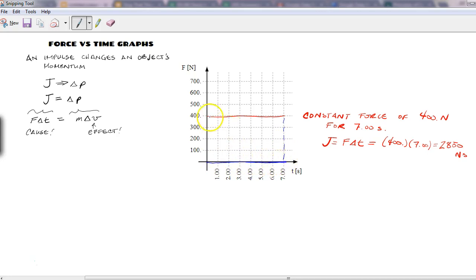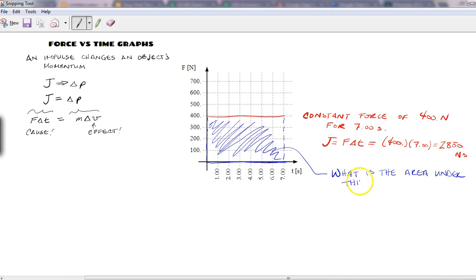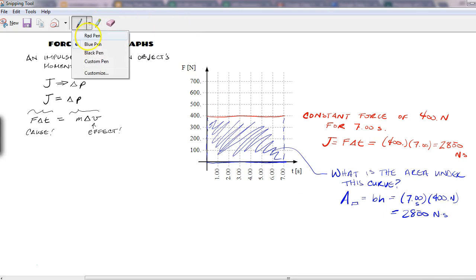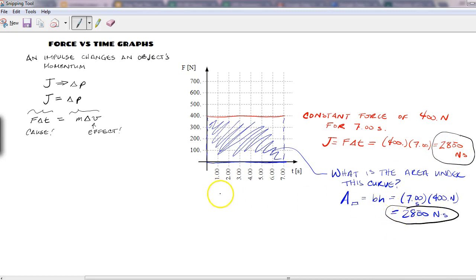If I wanted to, I could go ahead and take the area under the curve, and it would give me the same information. It would give me the impulse, which is equivalent to the change in momentum. So if I wanted to, I could make that into a rectangle, and I could say, what's the area of a rectangle formula? Well, it's base times height. What's the base measurement? It's the measurement along the base, which is 7 seconds. And what's the height? It's 400 newtons. That's the y-axis right there. So you can see when you multiply those two together, you end up with the exact same number. So everything's great, right? You have two different options for how to do this.